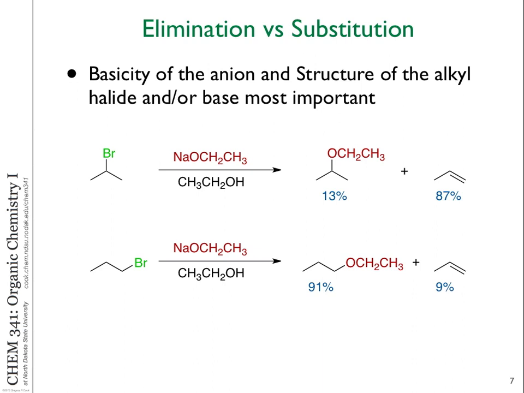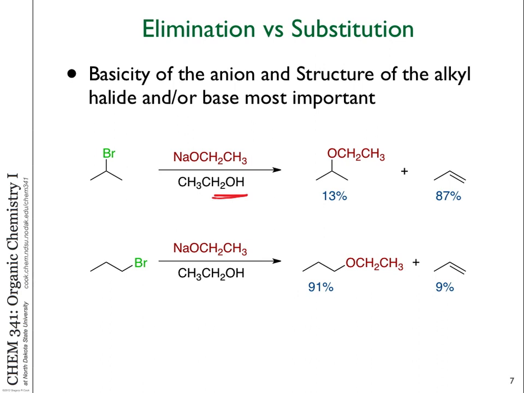The two most important factors are the basicity of your anion and the structure of the alkyl halide. Okay, this is an example where we have a pretty strongly basic reagent, sodium ethoxide. Okay, sodium ethoxide in ethanol. If we do this reaction, not under ideal SN2 conditions, so notice we have a protic solvent, that's decreasing the ability of that to be nucleophilic. But it's still kind of a strong base.